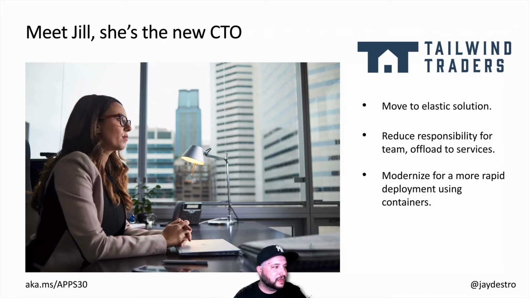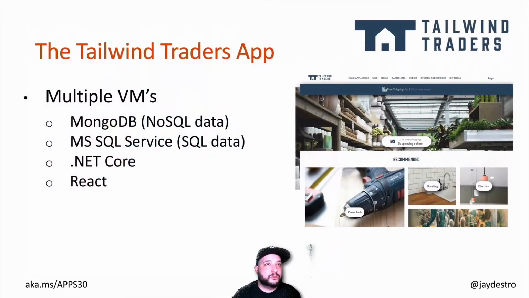Jill has informed the IT organization that she received a mandate from the board that they need to make some changes over the next 12 months to see greater profitability. And to do that, what Jill has told them all they need to do within the tech team is to move to an elastic solution. When I say elastic, it needs to grow and shrink with the company. We need to reduce our team's responsibilities and offload a lot of the work that they've been doing to services. And then we need to modernize for a more rapid deployment by using containers.